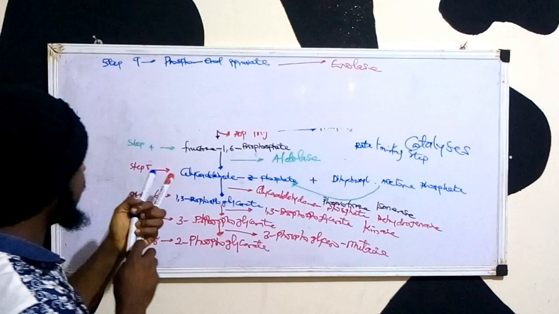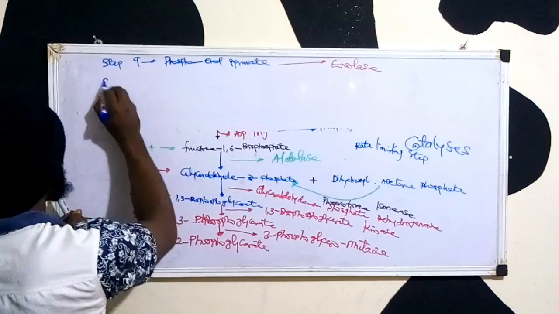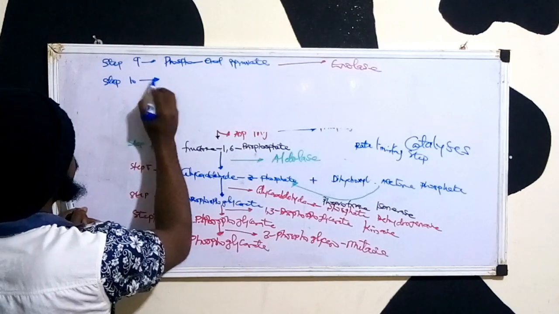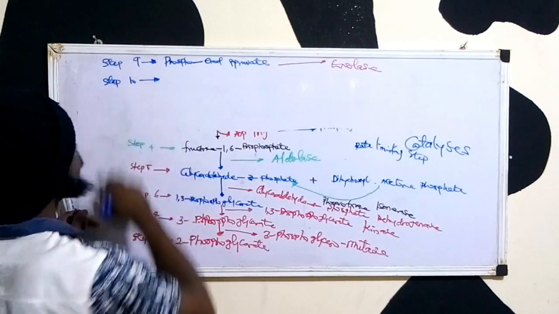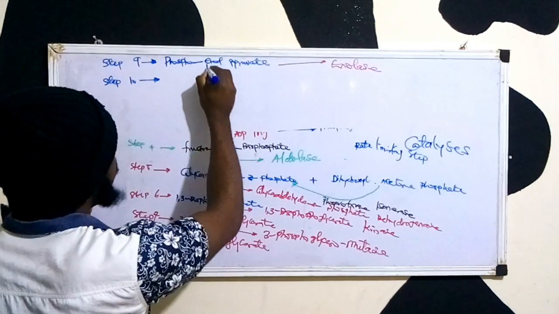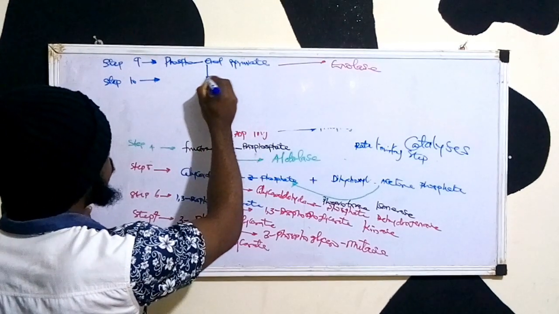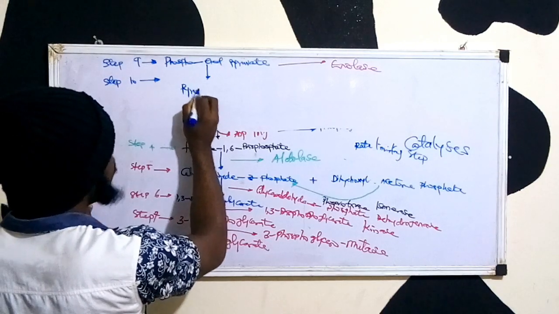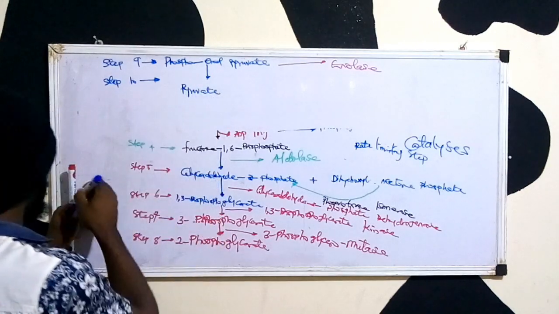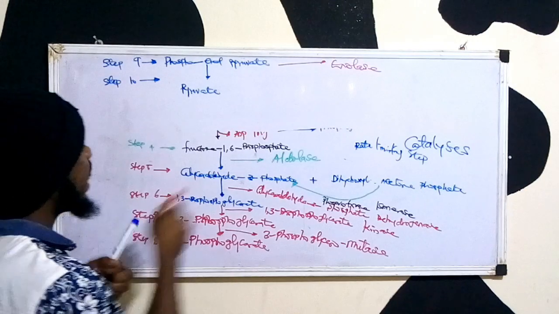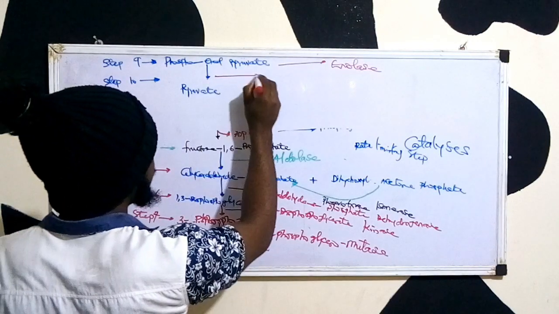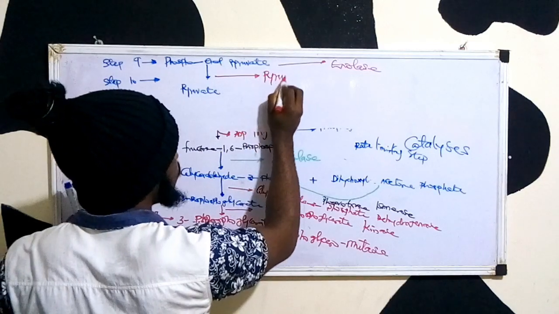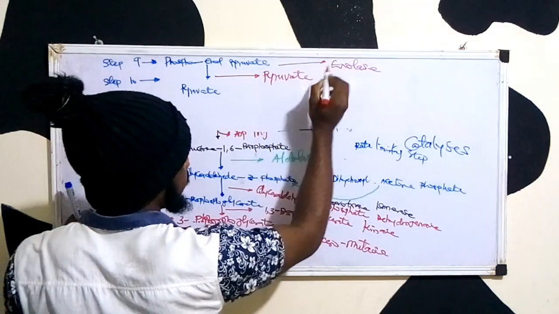Now to the last step, step 10. In step 10, this compound is converted to a 3-carbon compound called pyruvate, and the enzyme catalyzing this reaction is called pyruvate kinase.